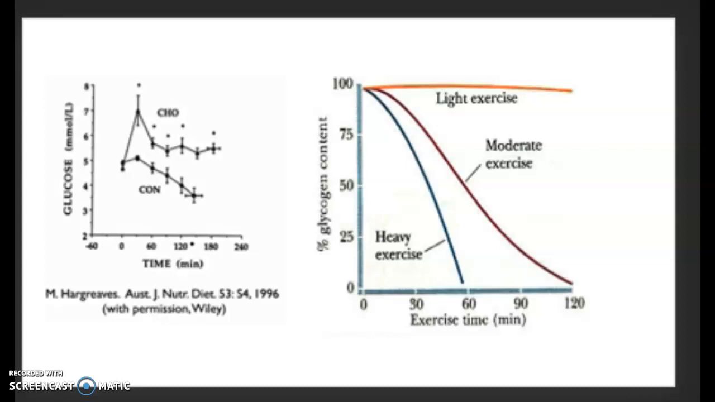However, you can see that moderate exercise results in a longer period of time that the glycogen content is maintained. It is a more steady curve, and the length of time it takes to deplete the glycogen store is 120 minutes. The reason why the heavy exercise depletes the store quicker is due to the demands of the exercise.